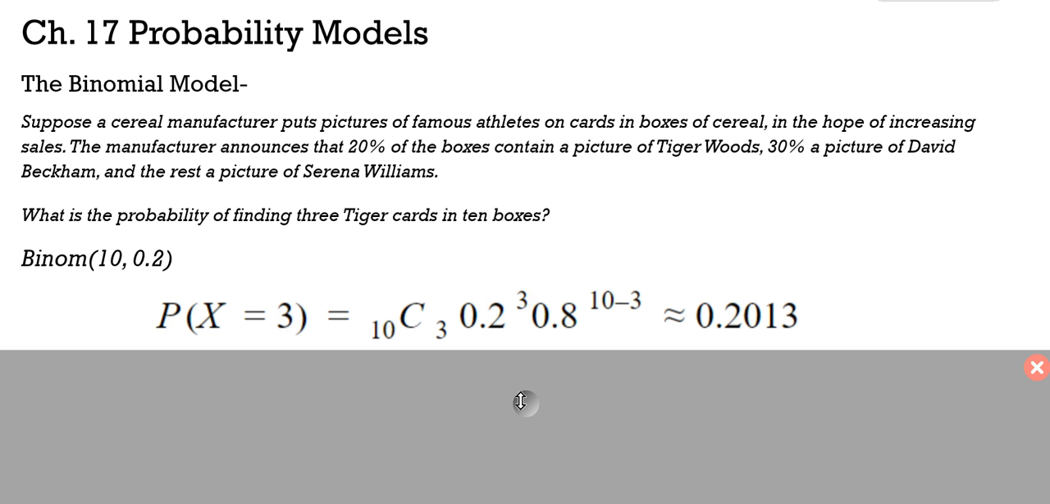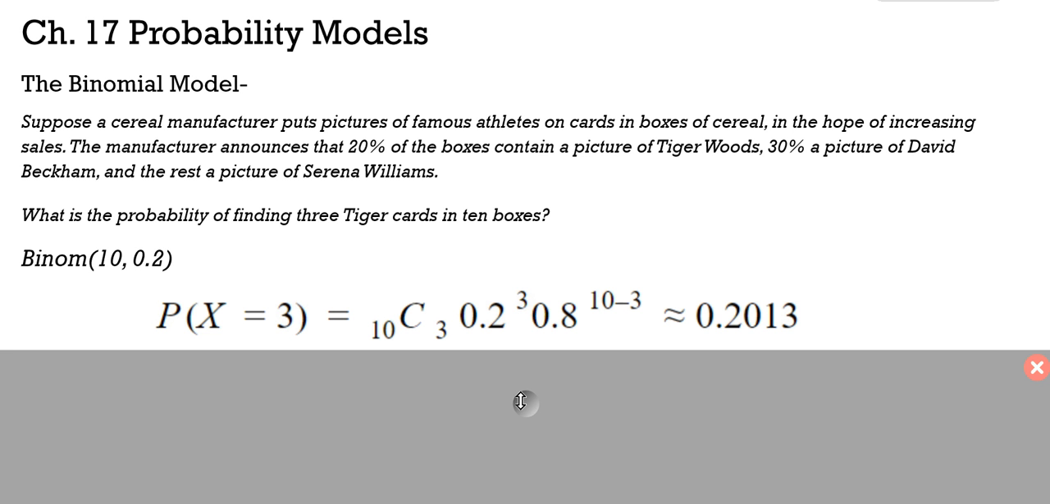10 combination 3. Now sometimes you will see just a 10 over a 3 inside parentheses with nothing in between. It's like a fraction with the bar taken away. That means the same thing: 10 combination 3. We're just writing it, we're not calculating it. Then 0.2 to the third, 0.8 to the 7th. Whether you show that as 10 minus 3 or just 7 is really semantics. So the likelihood that in those 10 trials you get 3 successes is 0.2013.